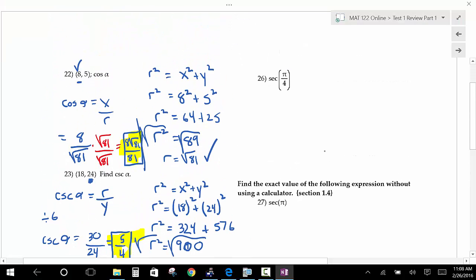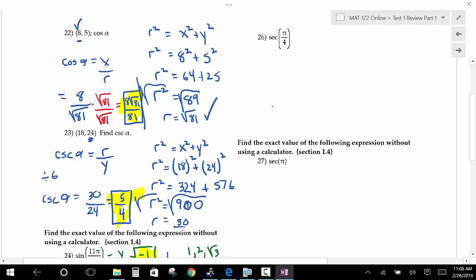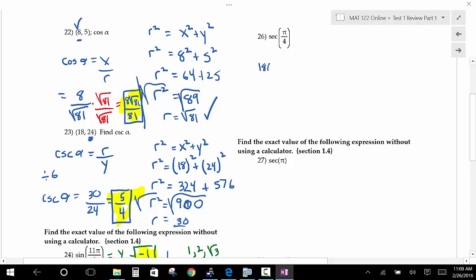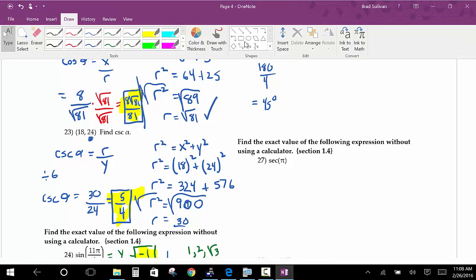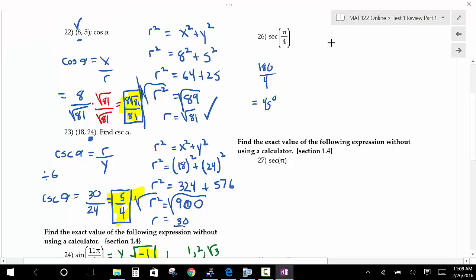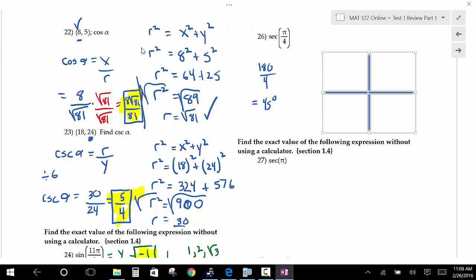All right, let's see. Moving on, we're going to do one more like this. This is secant of pi over 4. Okay, so pi over 4 is really 180 over 4, which is 45 degrees. So again, what we're going to do is draw a diagram on that, which will correspond to a 45-45 right triangle. All right, so let's just sketch out a 45-degree angle. So it's clockwise, so we're going to be right halfway in the middle, like that. That's going to be your 45-degree angle.